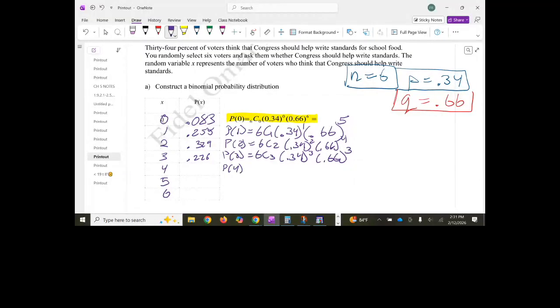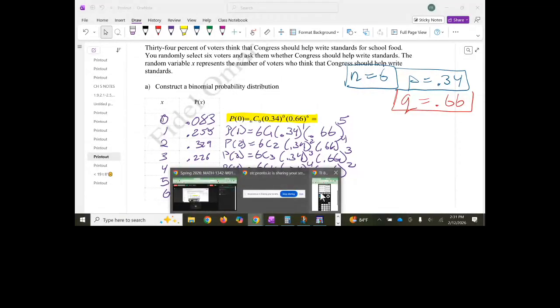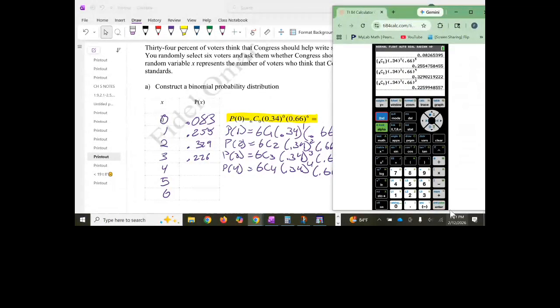Okay. Let's do the fourth one. Okay, 6 choose 4. 0.34 to the fourth. 0.66 squared. Okay. All right, second and enter. Come back over here. That's a 4. That's a 4. That's a 2. 0.087.